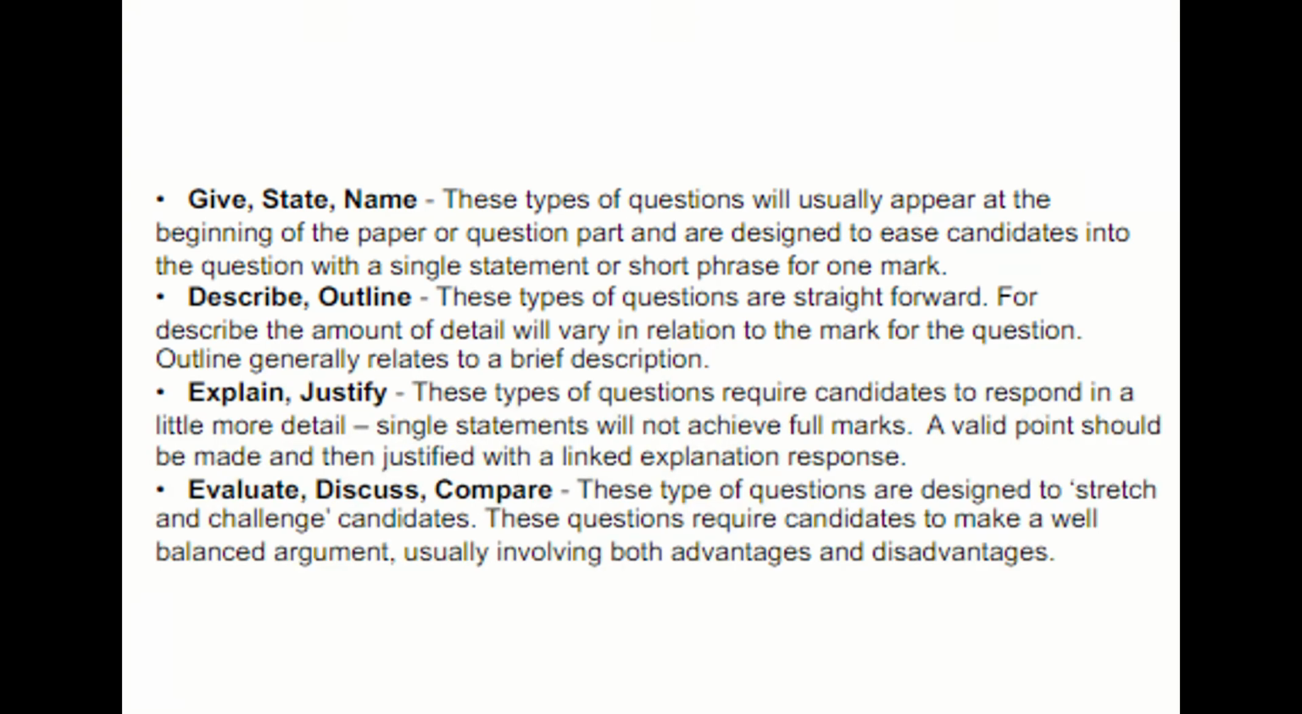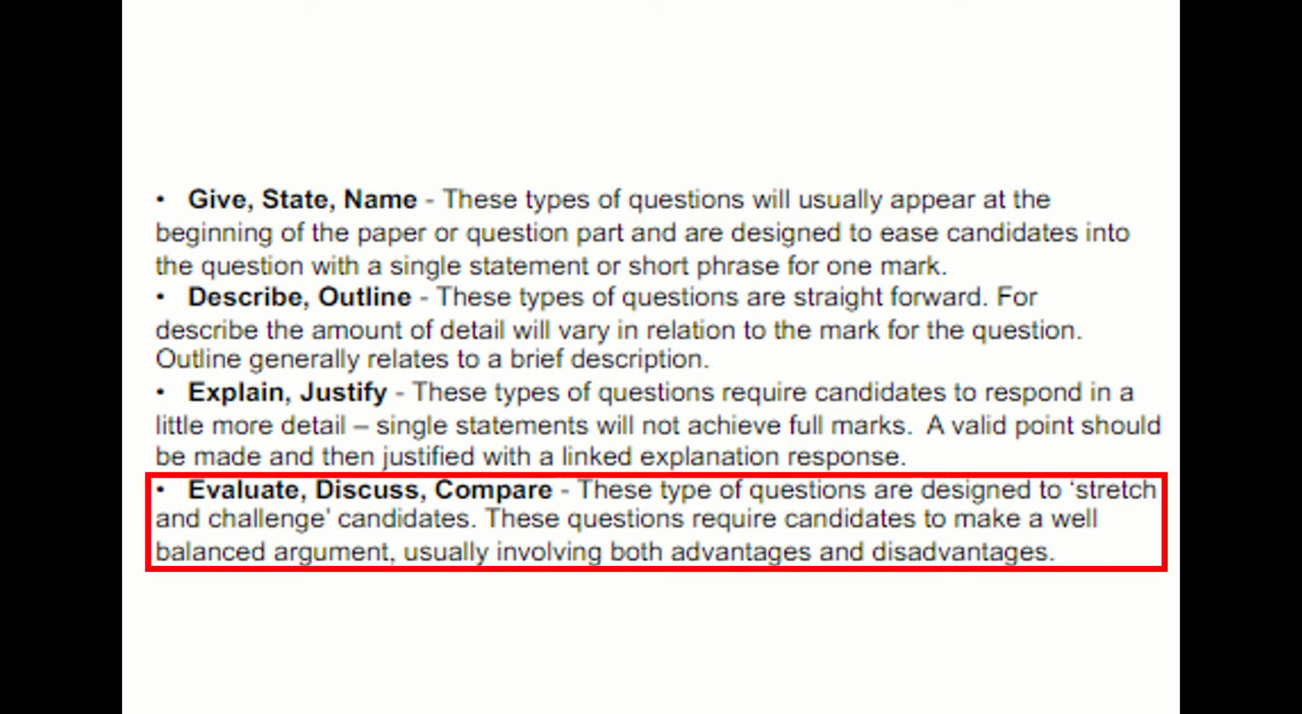So, all the questions in the exam paper will start with these words. Starting at the top of this list: give, state and name. These types of questions are usually 1 or 2 marks. We then move on to describe and outline, then explain and justify. And today, again, we're going to be looking at this last section here, which are designed to stretch and challenge you. And they are evaluate, discuss and compare.